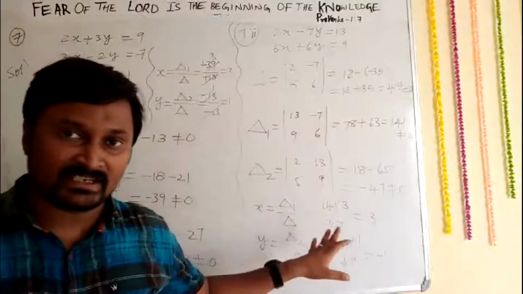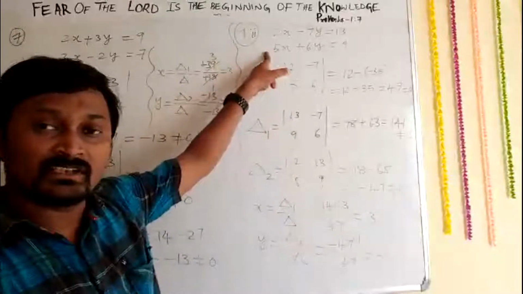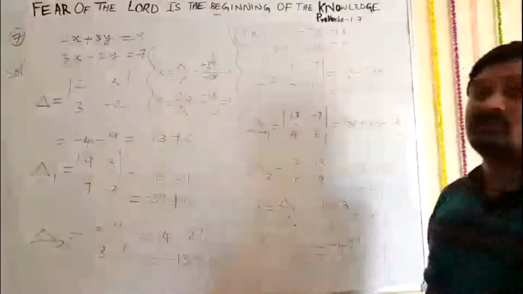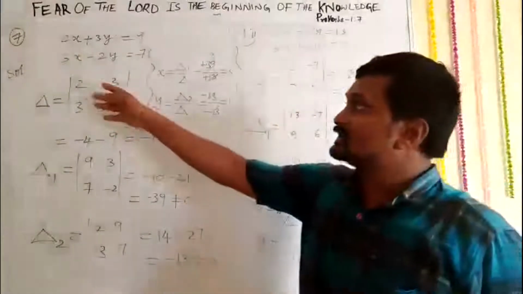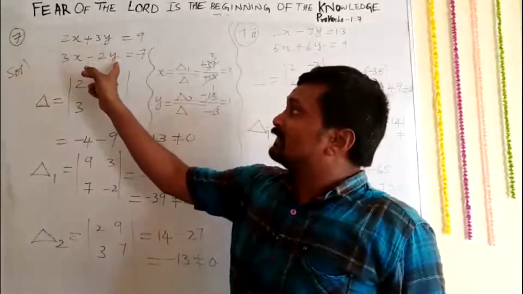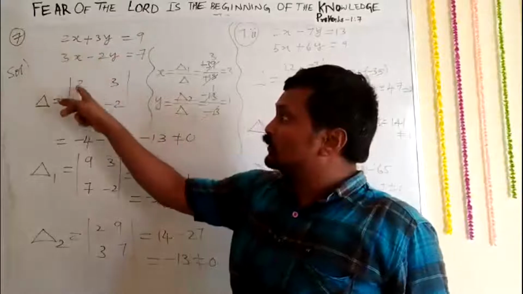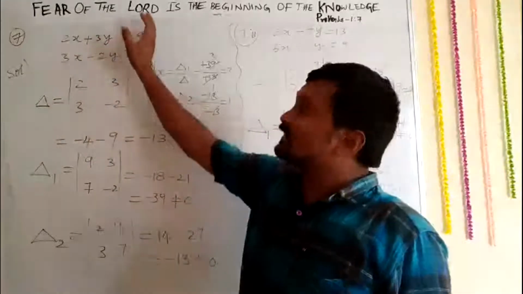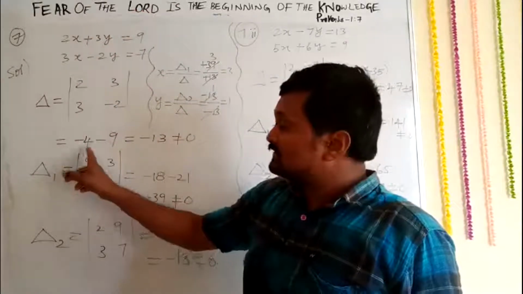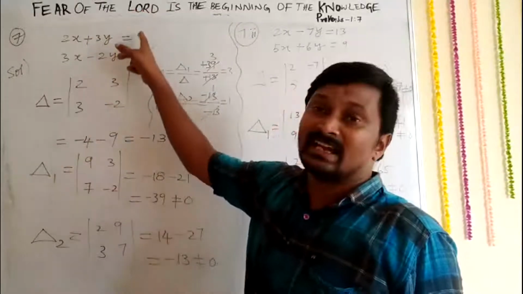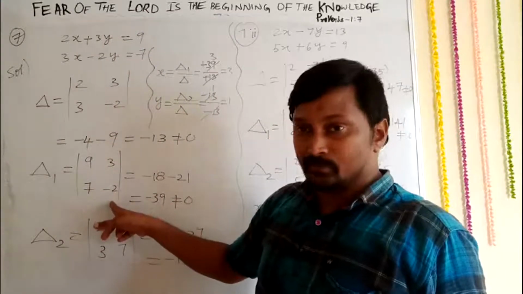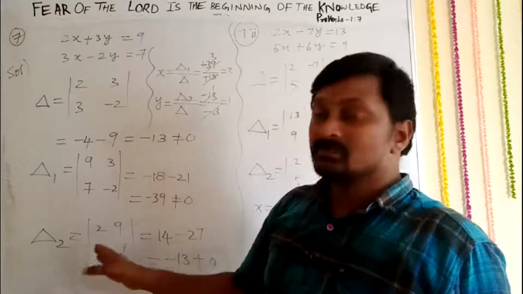Once again, listen carefully. If they give two equations like this, always remember the x coordinates and y coordinates, you need to write as delta. So here see, x coordinates 2, 3, y coordinates 3, minus 2. That's what is written here, 2, 3, 3, minus 2, not the constants. Because wherever delta 1 is placed, what we are doing is replacing the first column with 9 and 7. So here 9 and 7 are written and the other column 3, minus 2. Same method for the remaining also.